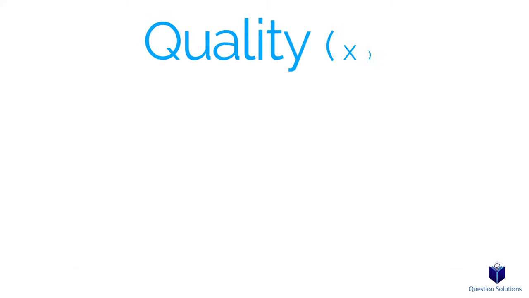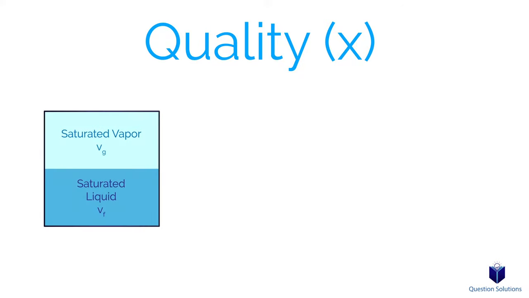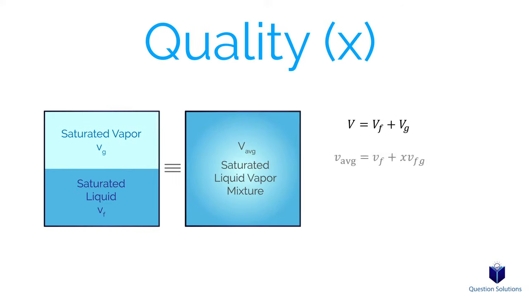We can go a bit further by considering the volume occupied by a saturated liquid and saturated vapor. The total volume can be written like this. Using quality, we can find the average volume. Here, this part is the difference between saturated vapor volume and saturated liquid volume. If we isolate this equation for quality, we can write it like this.